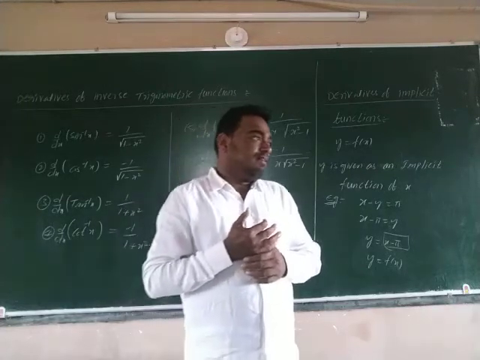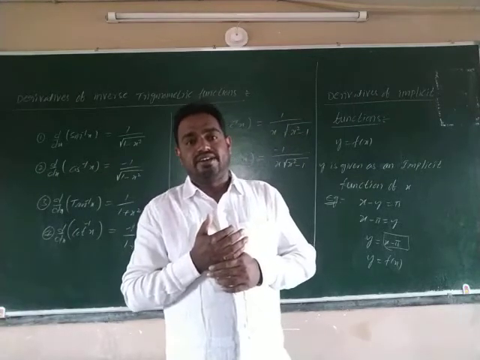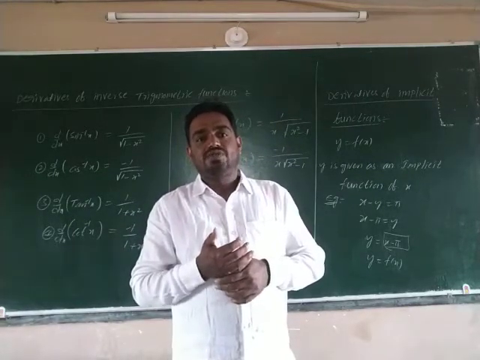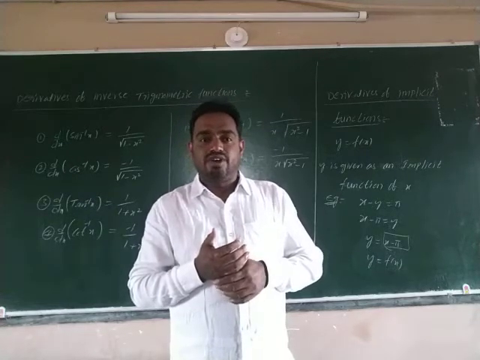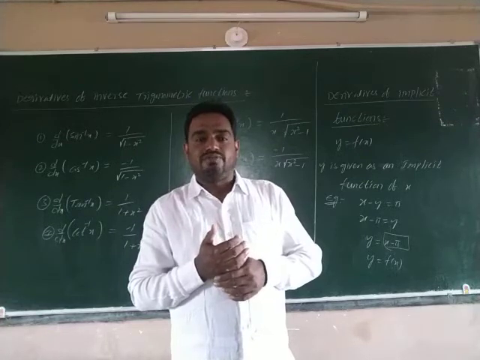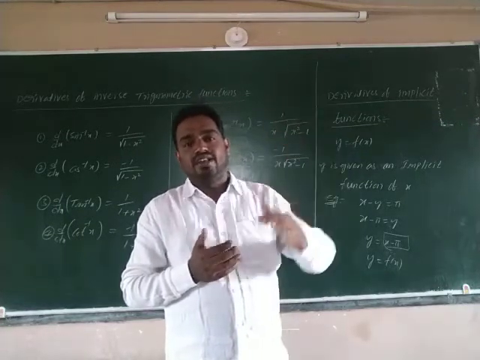And the trigonometric identities. What are the trigonometric identities? Sin square theta plus cos square theta equals 1. Secant square theta minus tan square theta equals 1. And cosecant square theta minus cot square theta equals 1. You remember these trigonometric identities and multiple angle formulas.